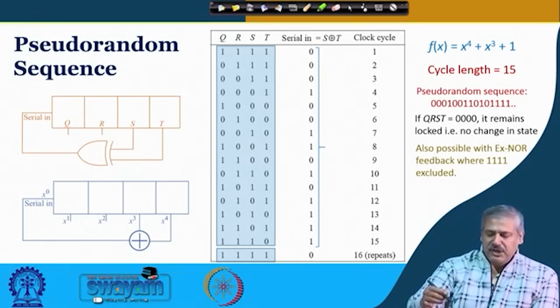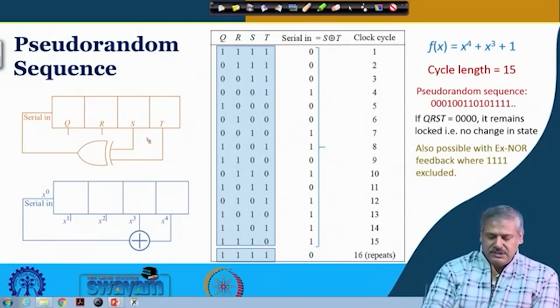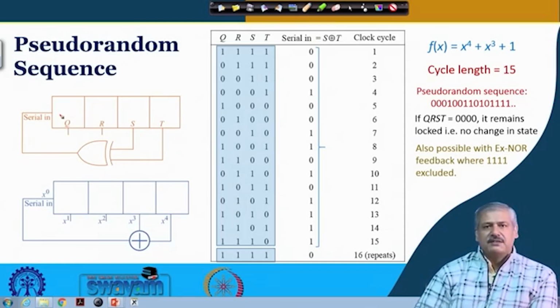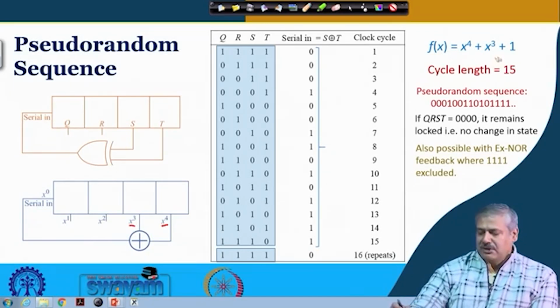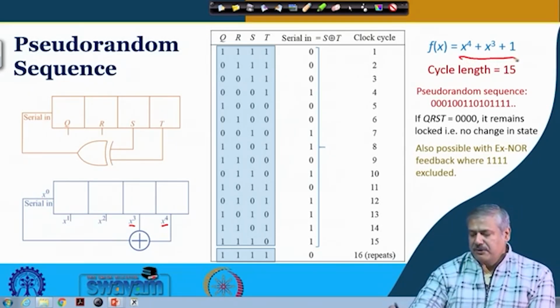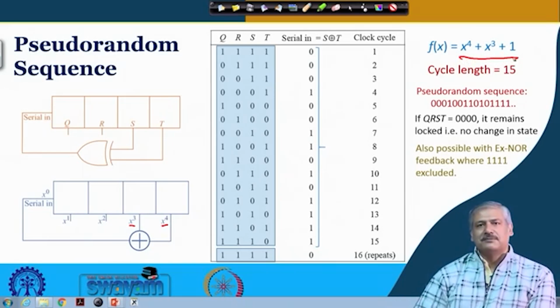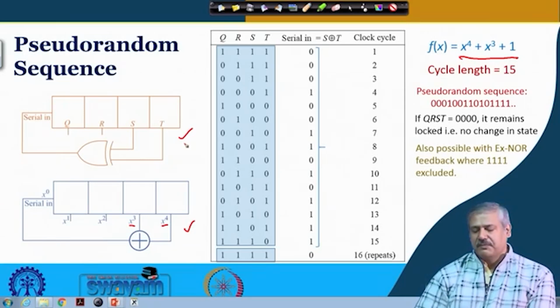So, here there is a 4 bit shift register. In this 4 bit shift register, S and T are XORed and fed as serial in. In terms of the feedback polynomial we have just defined, this is x to the power 3 and this is x to the power 4, and this input is 1. So, we will be representing this as x to the power 4 plus x to the power 3 plus 1, clear? This arrangement can be rewritten as this, the meaning is the same.